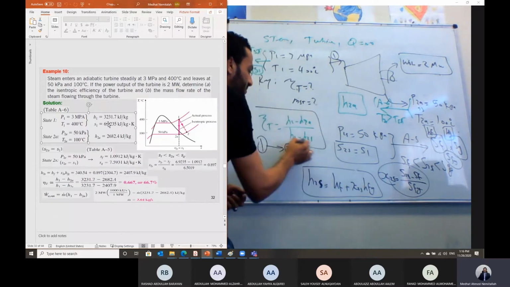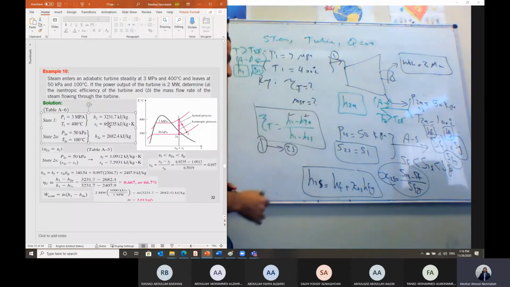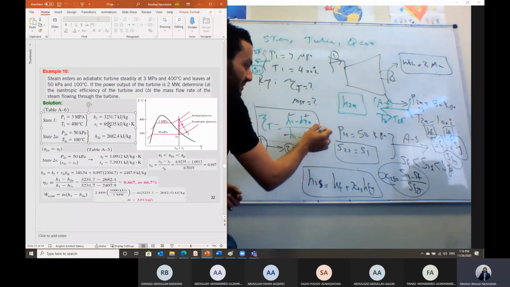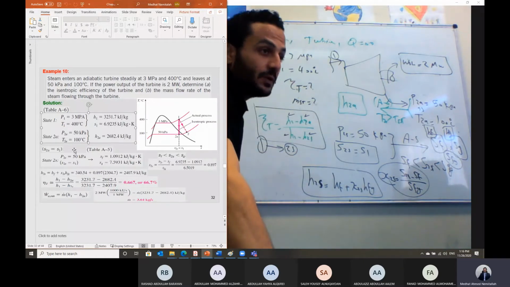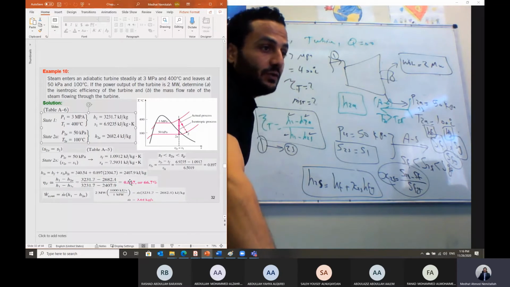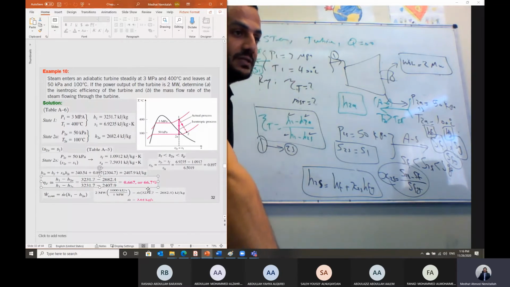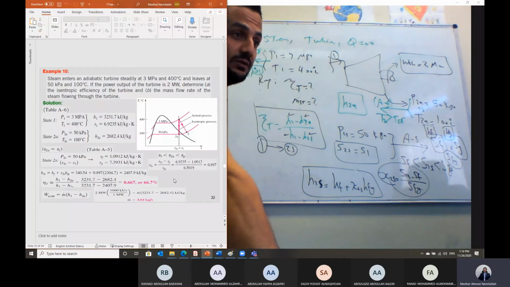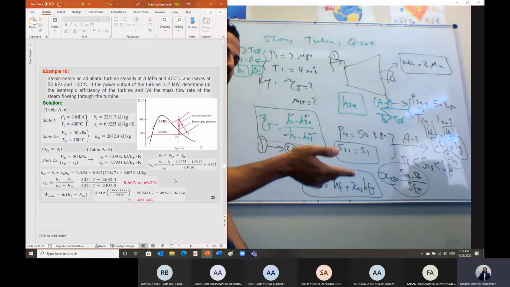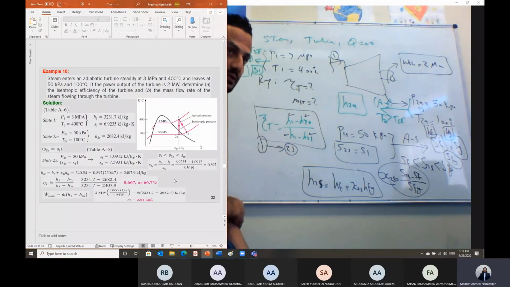Now we have the definition, and we have H1, H2 actual, and H2s, so we can calculate the isentropic efficiency of this turbine. If you calculate this value, it will equal 0.667, or multiplied by 100, about 66.7%. And this is the isentropic efficiency of the turbine. Usually the isentropic efficiency is even higher; it can approach 90%.